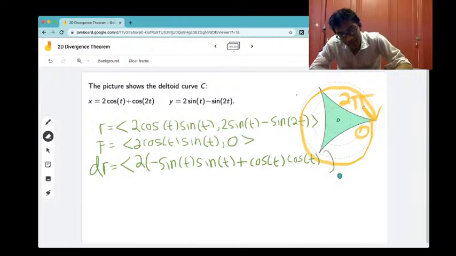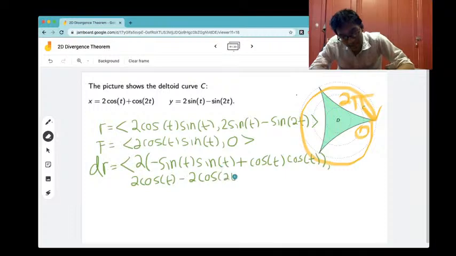How about my y component? Is it gonna be even worse? Well, let's take a look. Thankfully my y component is just a difference, so I'll have what? 2 cosine of t followed by minus, let's do 2 cosine of 2t, and that looks to be my y component.